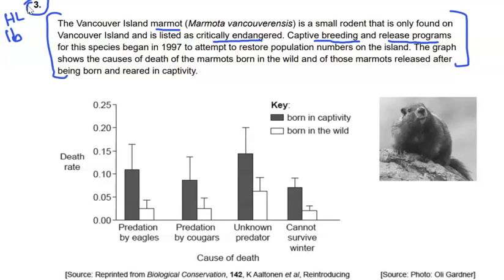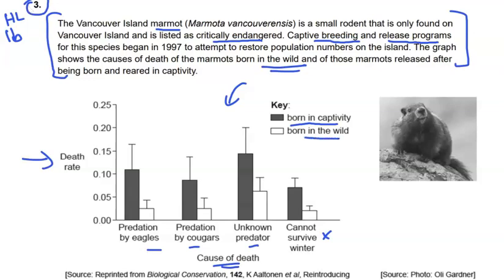Then the cause of death of marmots in the wild, so all of them, was evaluated, and the data is presented in this table. So let's look at the table. We've got causes of death with three parts doing with predation, and then another one relating perhaps to abiotic factors, and then we have a death rate here on the y-axis. And then a quick glance, we can see that those born in captivity are not faring as well as those born in the wild.